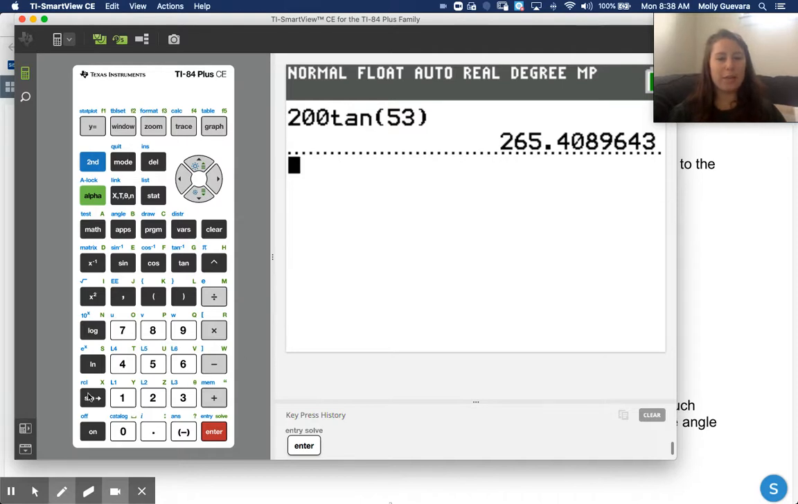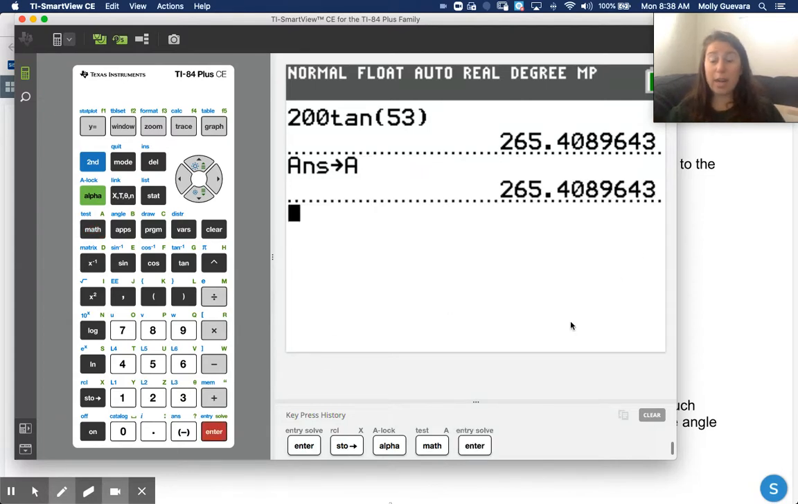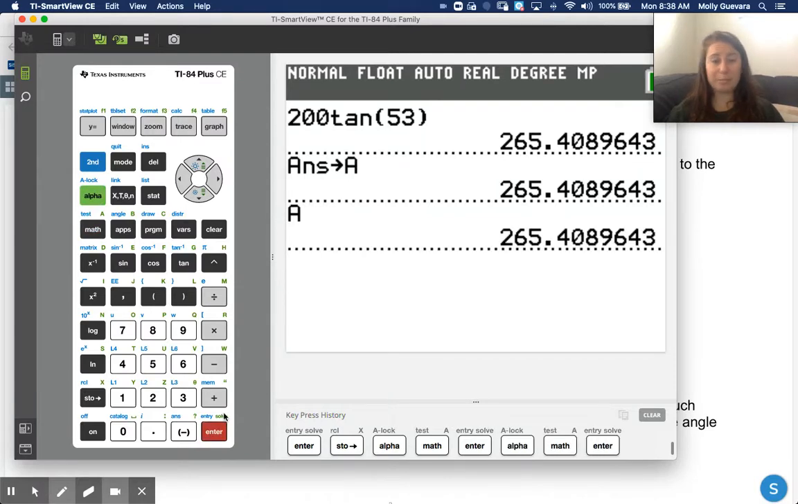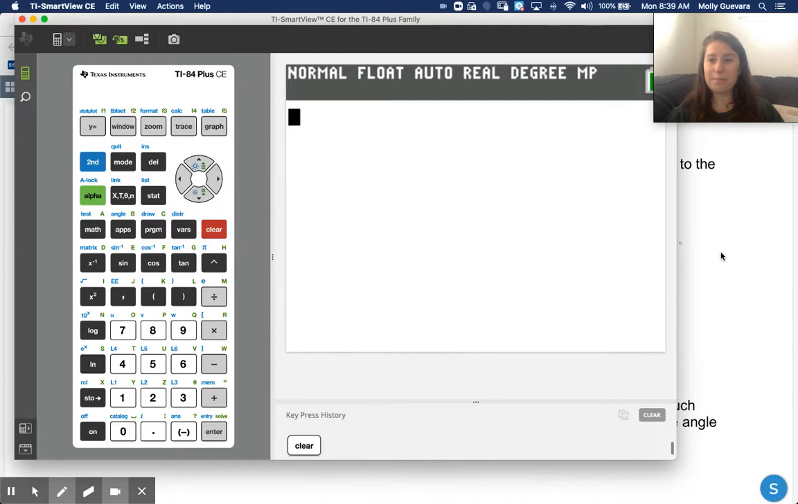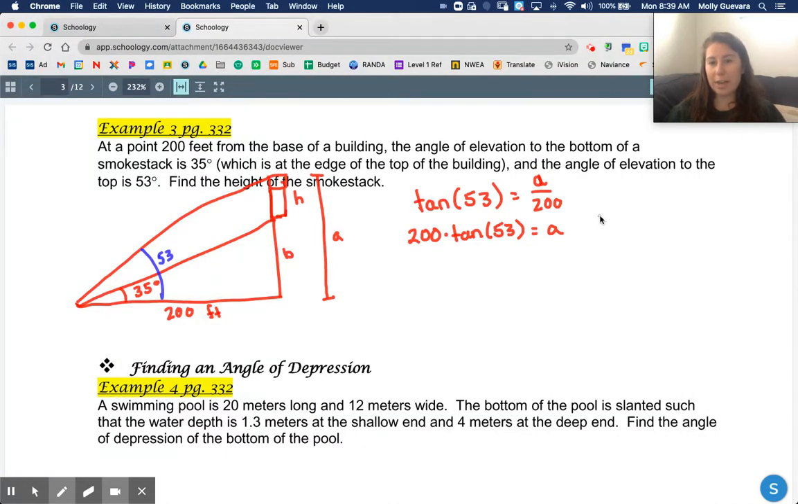So to do that, we hit this STO with the arrow button, the store, and then I'm going to go alpha, and then A is above math. So what this is going to do is take 265.409, or 4089643, right? This whole number without rounding, and it's going to save it under the letter A. So then I hit enter. So then whenever I need to use that, I just go alpha A, and it's that same number. So that makes it kind of nice, right? So I've just stored it under A.